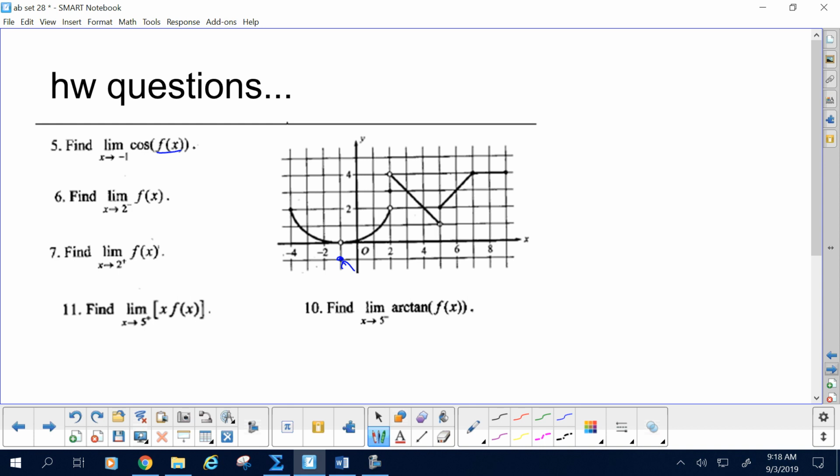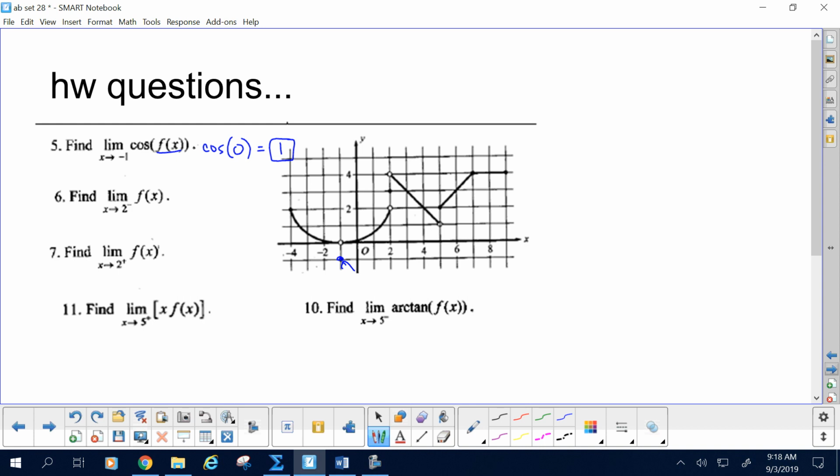The limits are about the approach. Now, that said, you're still not done. That means I need to take the cosine of 0, and that is 1. Okay, you used the limit for the f, but then that result goes into the cosine, and so it is 1. The other ones are a little more straightforward.